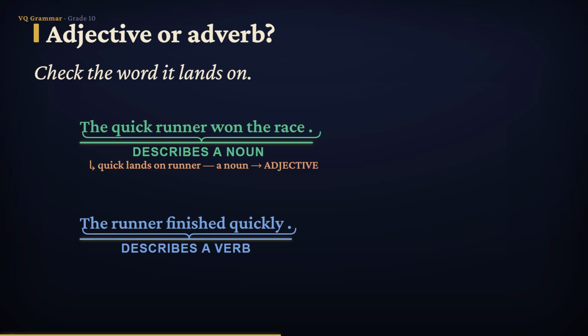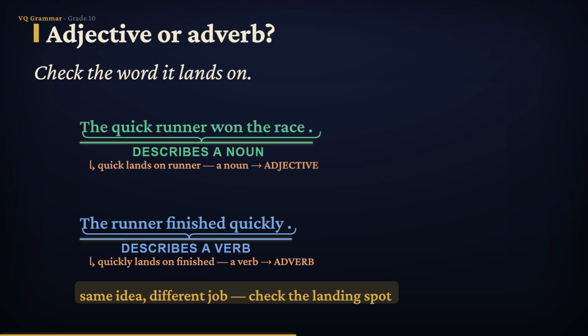Quickly is describing finished, and finished is a verb, so quickly is an adverb. Same root word, same idea of speed, completely different job. So don't ask what the word means, ask what the word lands on. If it lands on a noun or a pronoun, it's an adjective. If it lands on a verb, an adjective, or another adverb, it's an adverb.